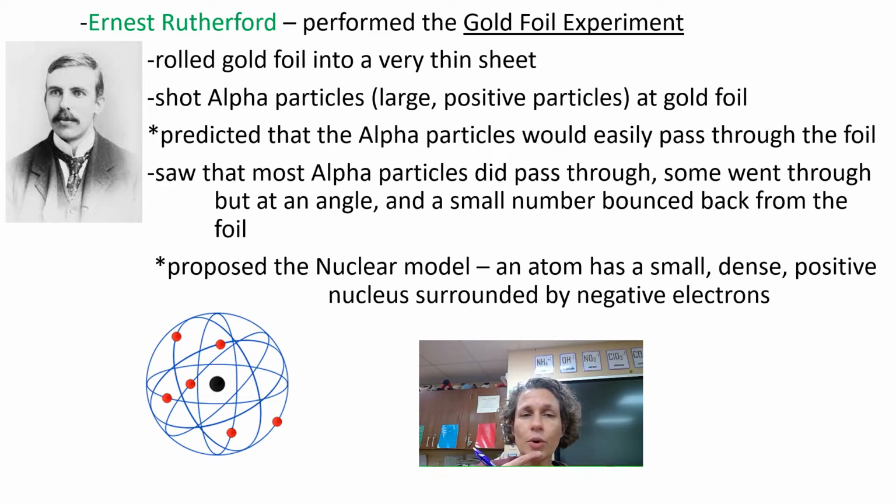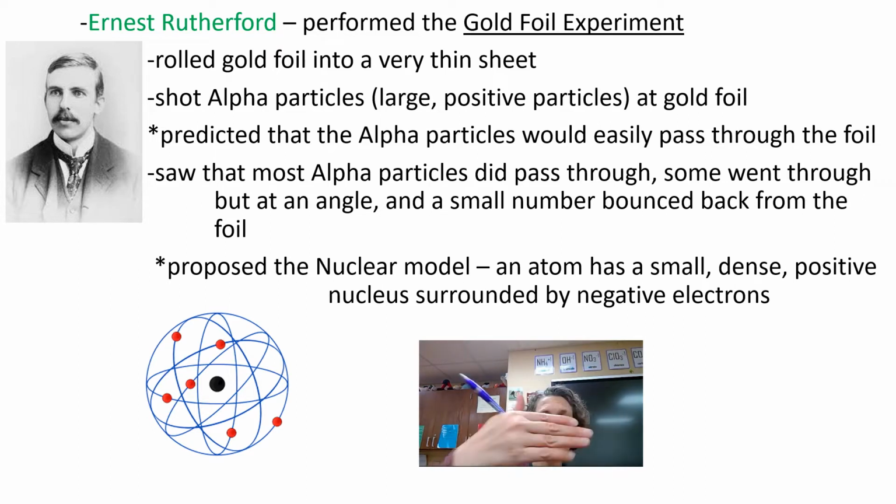He took gold foil, and remember, gold is malleable, so he rolled it into a very thin sheet, as thin as he could make it. Take what you know about aluminum foil and make it 100 times thinner. It was crazy thin. Then he took alpha particles, which we'll talk about in a future chapter, but alpha particles are basically like helium atoms, very large positive particles. He had a particle emitter, similar to maybe an X-ray machine for us, and he shot these particles at this gold foil.